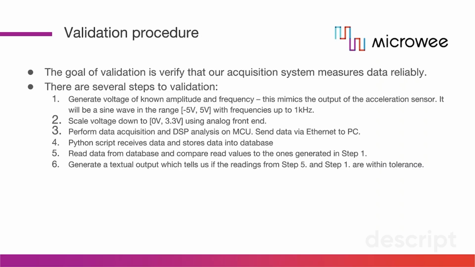Then we send that data via Ethernet to the PC. And step 5, which is our custom validation Python script, reads data from that database and compares the values that it has read to the ones that were generated in step 1. After reading those values, it should generate a textual output, which tells us if the readings from step 5 and step 1 are within tolerance. And it does this for all 4 channels and all measurements for the RMS, maximum, minimum values. It also checks the peaks in the FFT bins.